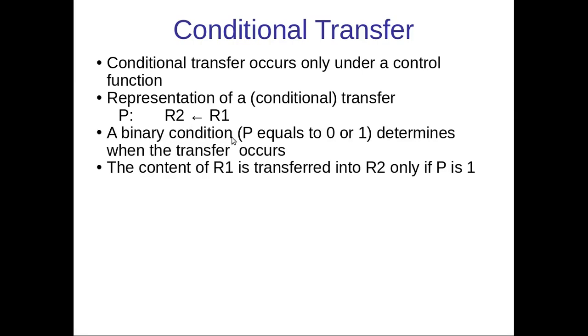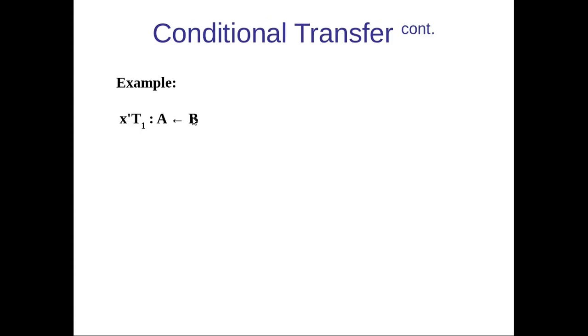P is a binary condition. P will be equal to either 0 or 1, that determines when the transfer occurs. The content of R1 is transferred into R2 only if P is equal to 1. Based on this, P will act as a condition, and if the value of this condition is equal to 1, then only this transfer will occur. That's about the conditional transfer.